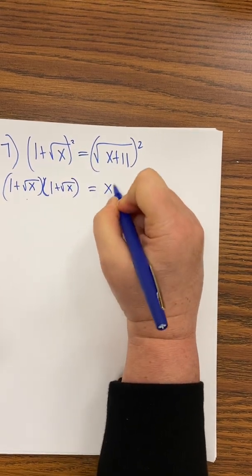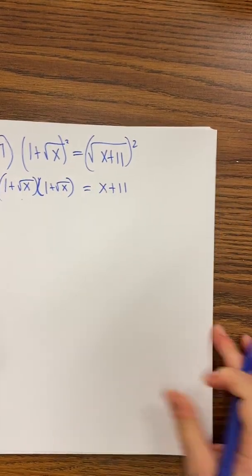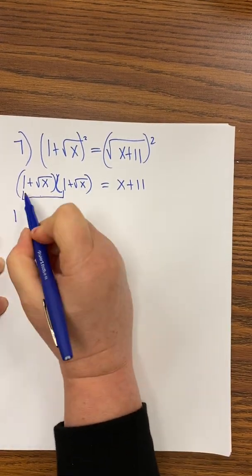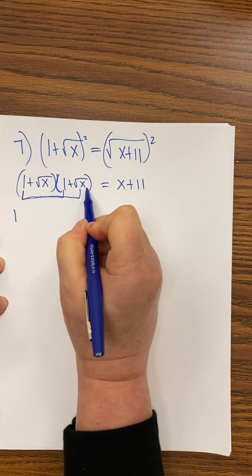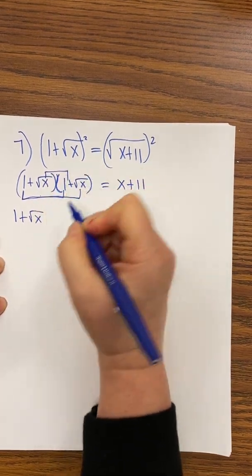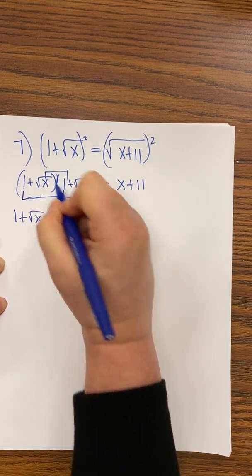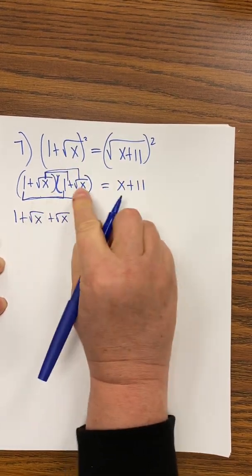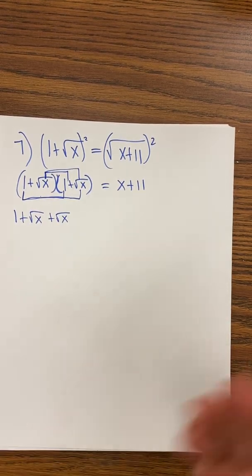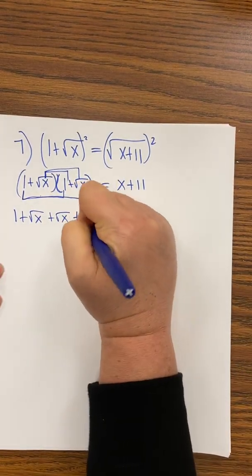And then that one will just be x plus 11 because the radical just lifts up. All right, first, 1 times 1 is 1. Outside, 1 times radical x is just radical x. Inside, 1 times radical x, radical x. Last, radical x times radical x is x squared, the square root of x squared, which means it's just x.